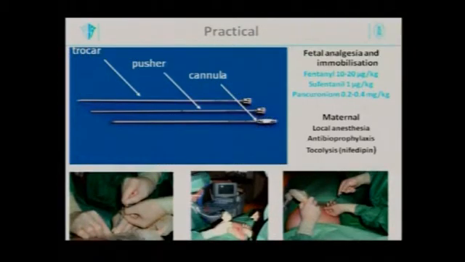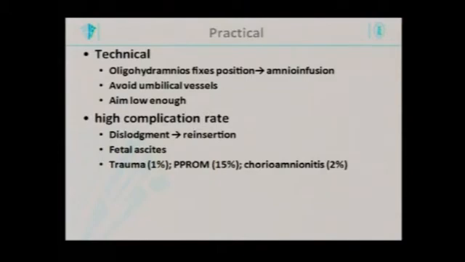A very straightforward procedure: fetal anesthesia, fetal immobilization, and insertion under ultrasound. Technically, you have to try to avoid, of course, the lifelines of the baby because they really run on the bladder surface. And you have to try to insert the catheter as low as possible because as the bladder empties, otherwise it will fall off the catheter.